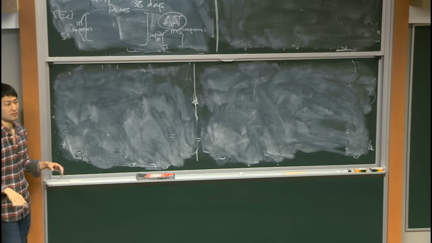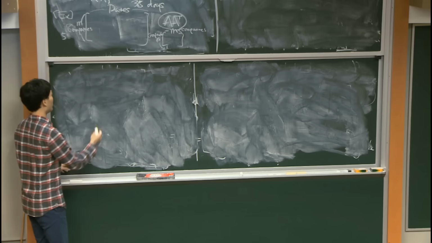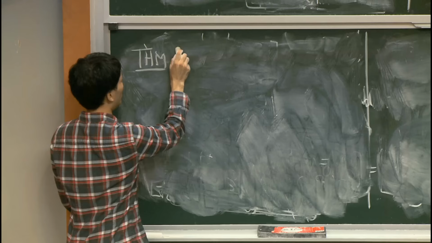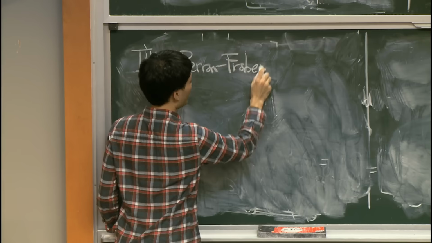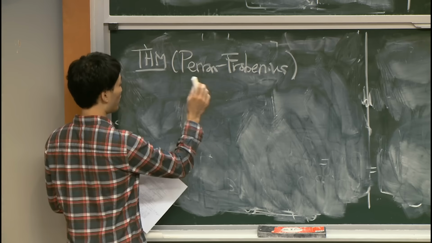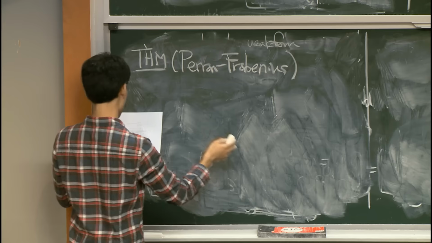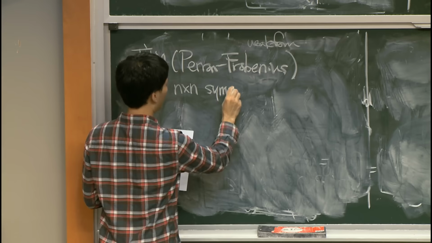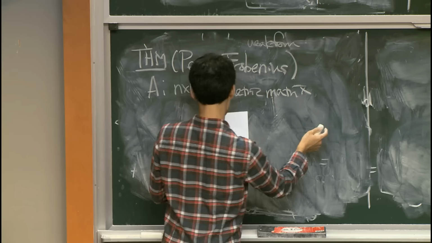But since we're talking about linear algebra today, let me introduce the theorem. This is called Perron-Frobenius. And you really won't believe that it has any applications in finance, because it just looks so theoretical. OK, I'm just stating a really weak form. Let A be an n by n symmetric matrix whose entries are all positive, with positive entries.